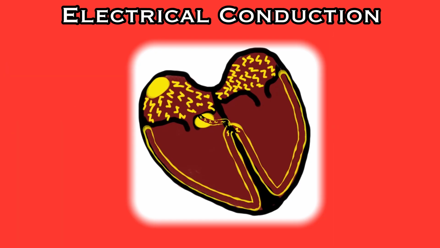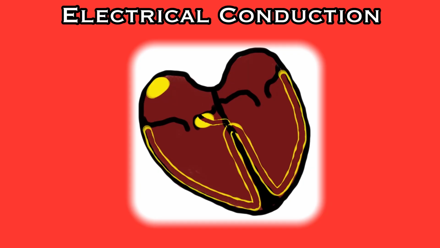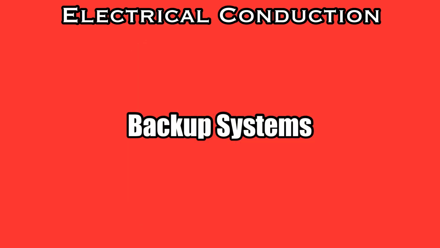That's how a picture-perfect heartbeat should conduct electricity. But if every beat were always perfect, interpreting EKGs would be pretty simple. As you can expect, sometimes things go wrong. Luckily, the heart does have some fail-safes or backup systems in place to cover some of these problems.